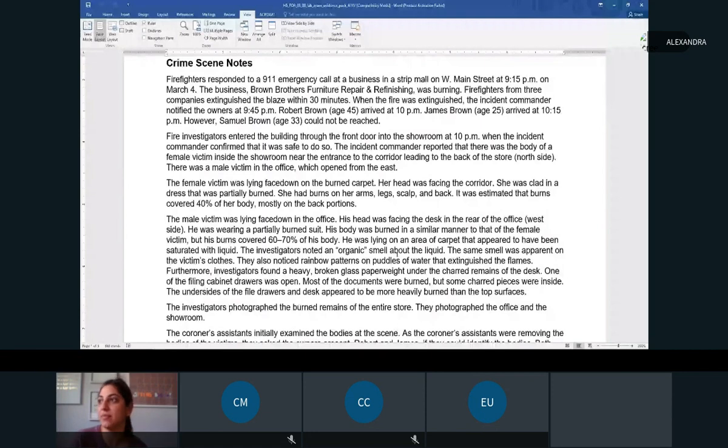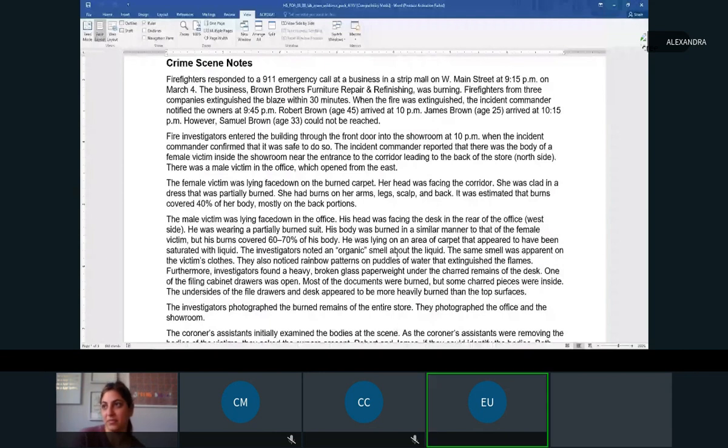Okay. The female victim was lying face down on the burned carpet. Her head was facing the corridor. She was clad in a dress that was partially burned. She had burns on her arms, legs, scalp, and back. It was estimated that burns covered 40% of the body, mostly on the back portions.